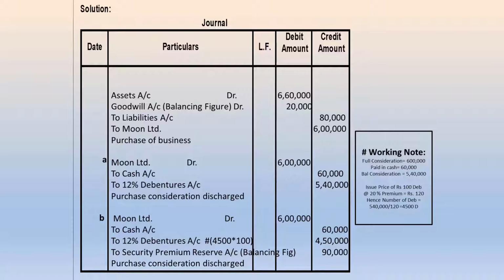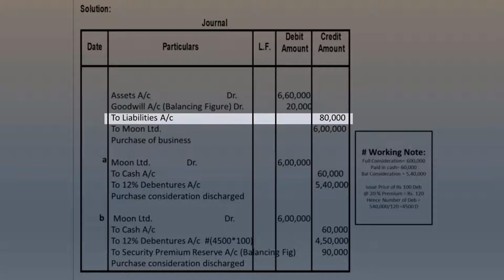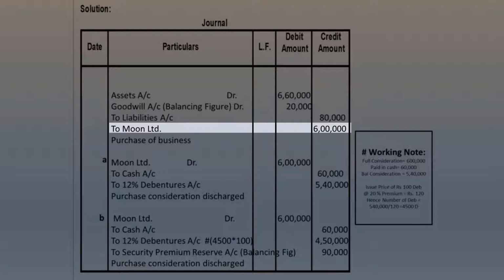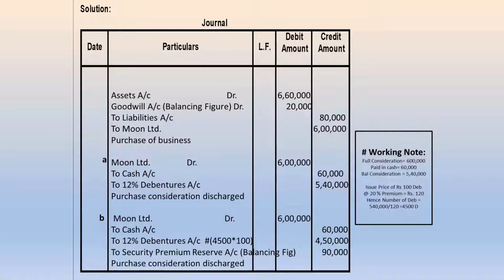Hence, even the first entry to record the event of acquisition of assets, assumption of liabilities, the consideration therefore, and the balancing figure of goodwill is the same. Yet, the subsequent entries seem to vary just that little bit.